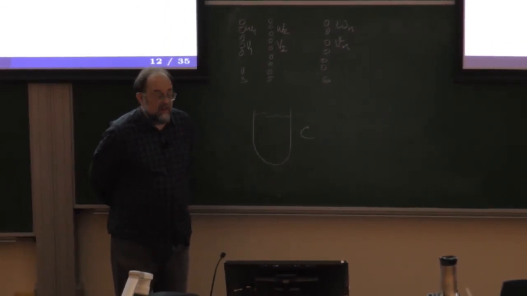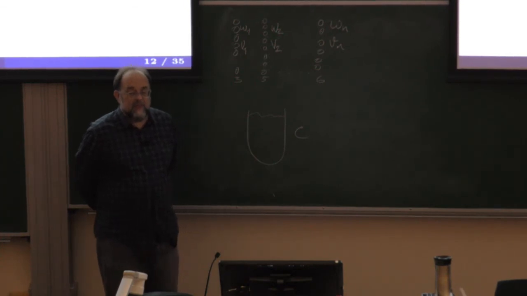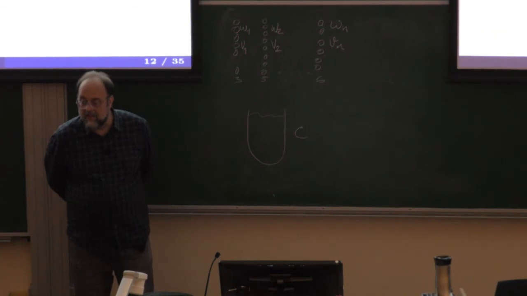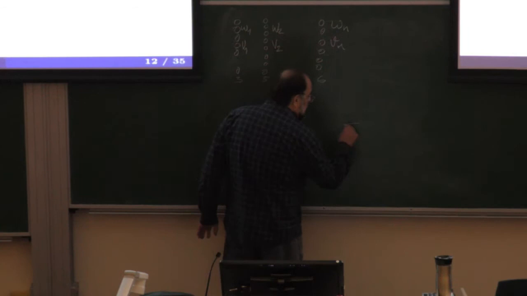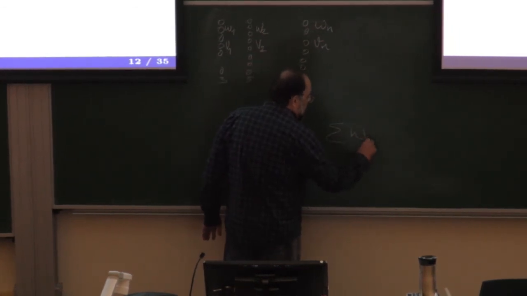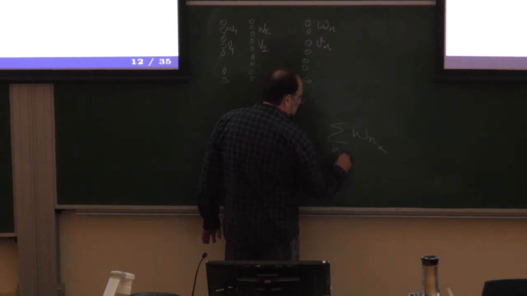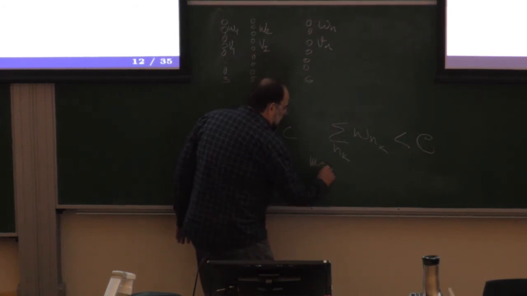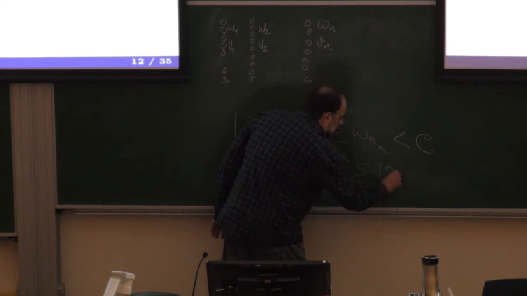Okay? So if you try to do it greedy way, which items would you choose? Question. Is C in terms of the number of items? No, C is the sum total weight. Very good. So the sum of Wk times nk over all k has to be smaller than C. And you want to maximize the sum over k of nk times Vk.